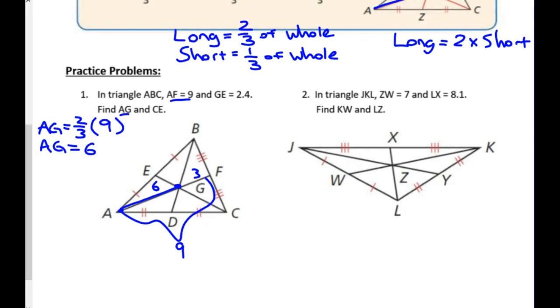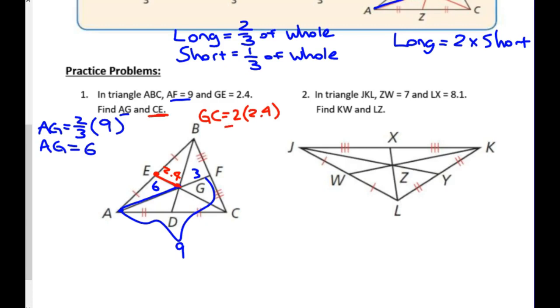So now we're moving on to GE equals 2.4. Let's label that in red, GE 2.4, okay? Now this time, I don't have the whole thing, right? So I'm gonna forget about 1/3 and 2/3 for now. Let's just think about what I wrote over here off to the right. The long part equals 2 times the short part. So if the short part is 2.4, how do I figure out the long part, GC? Times 2, right? So GC is going to be 2 times 2.4.